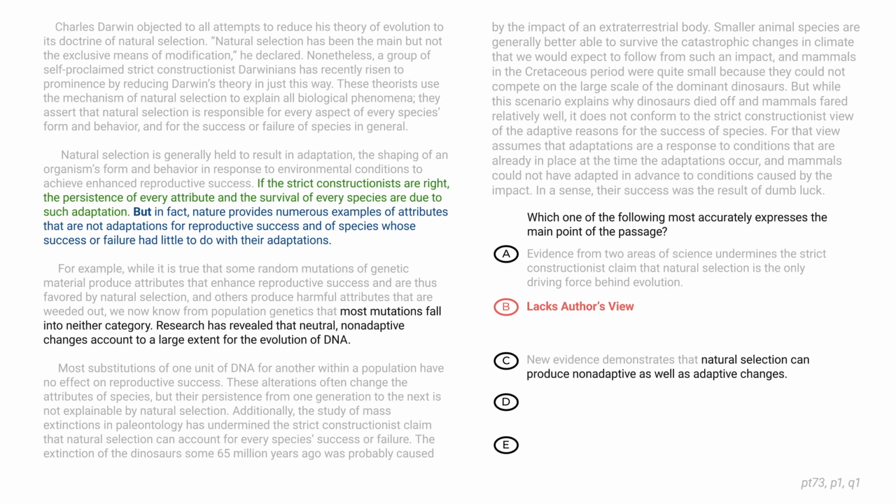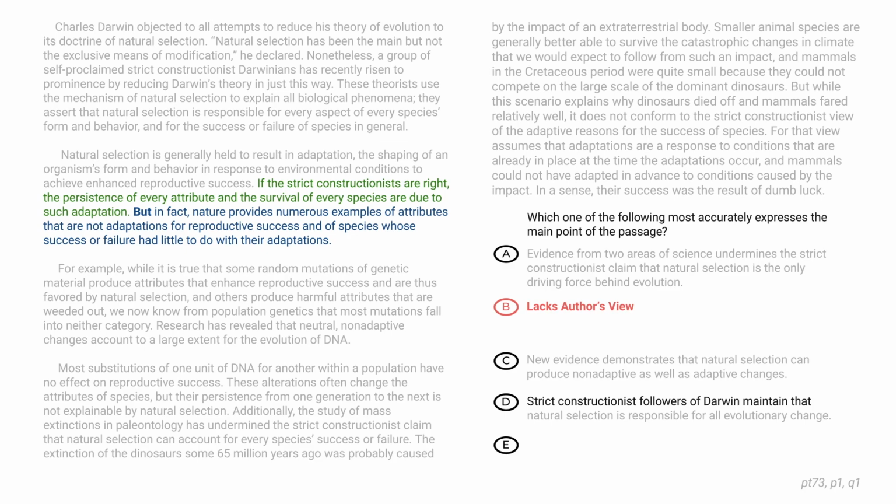D has the same problem as B. It is just quoting the opposing view. It never gives any author a pushback. So we know this can't be right. It doesn't have the author saying they're wrong.